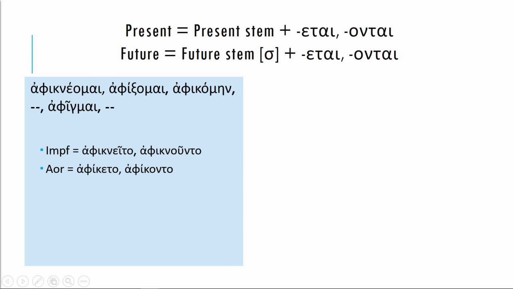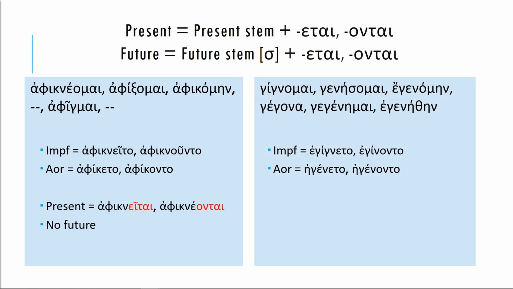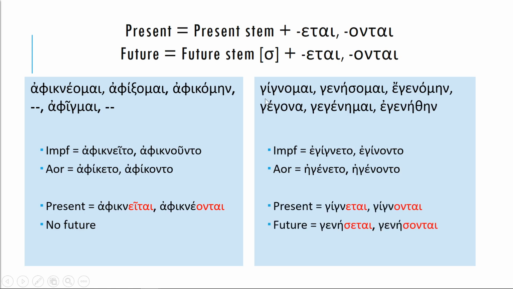We've already seen the imperfect and aorist. The present, aphiknetai, and I'm not even putting in the future in there because frankly it just doesn't occur. Gignomai, the aorist and imperfect, we've already seen. The present is just gignetai and gignontai. So these are the primary endings. The future, gignesetai, gignesontai, coming from the second principal part with the primary endings.